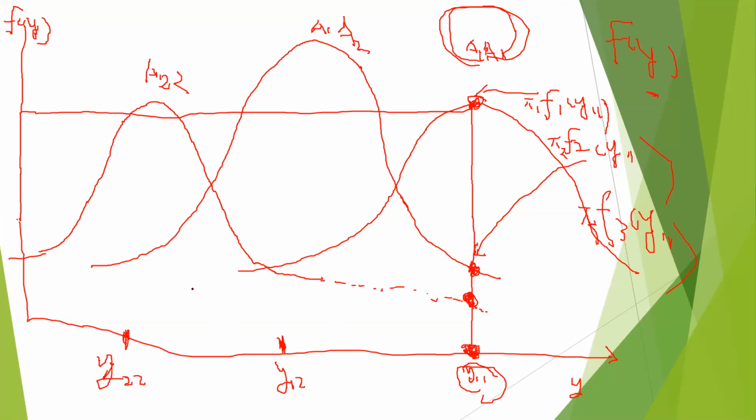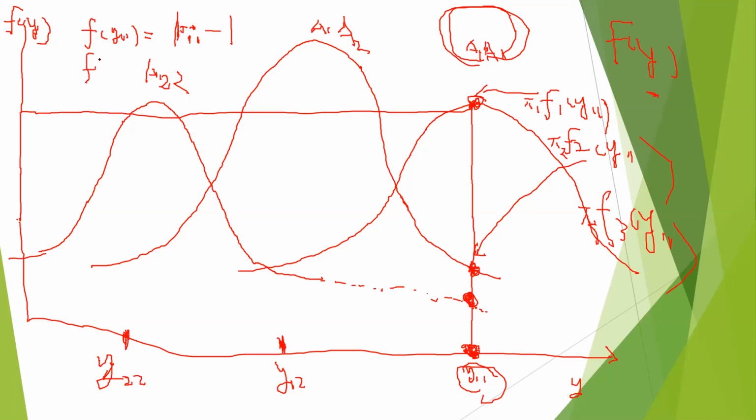Suppose we want to calculate the F11. This is the first component, which should be large, right? The second component should be small, and the third one is smaller. So if you add up these, the whole thing will mainly represent the first distribution, right?